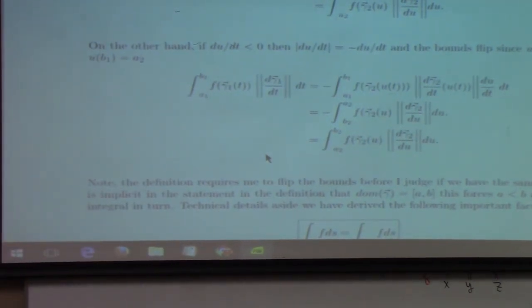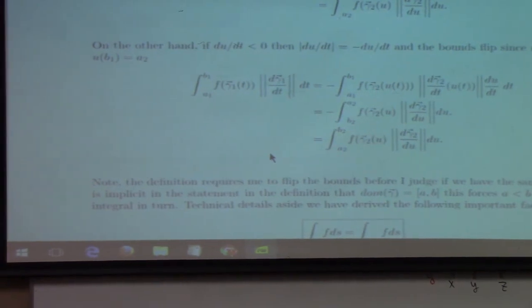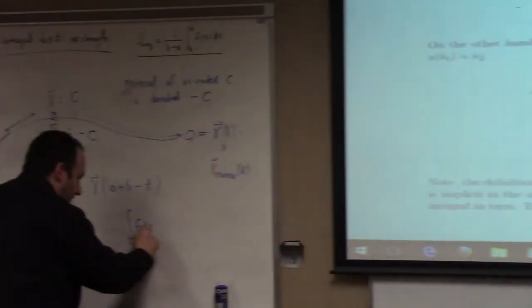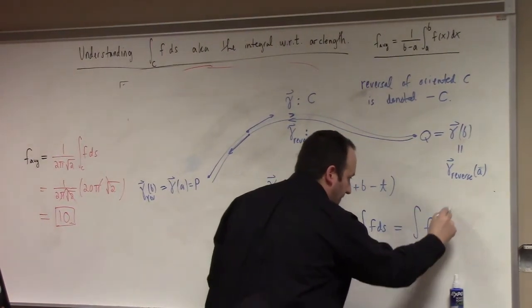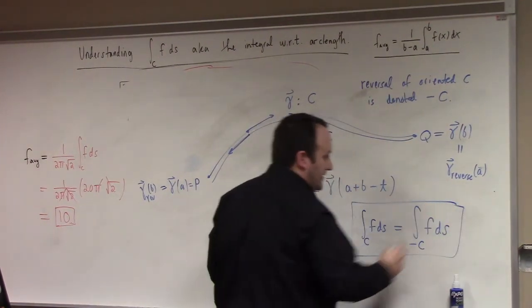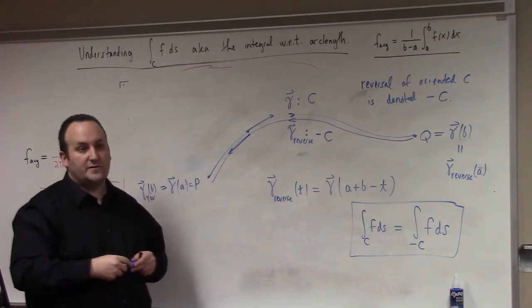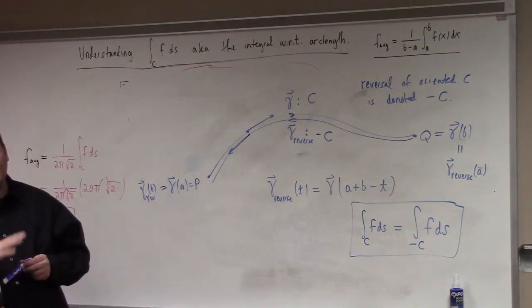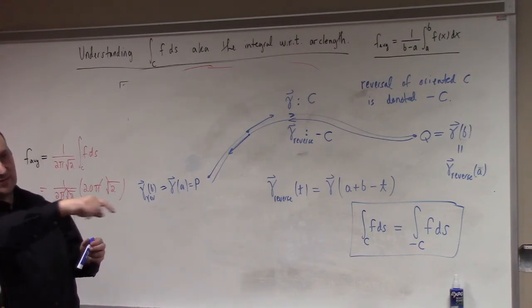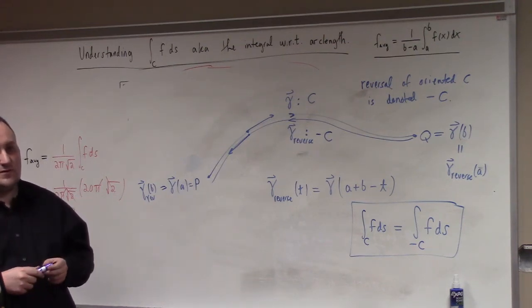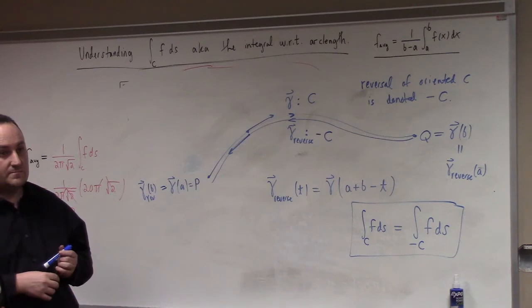So by the way, what this little derivation shows you is that the integral over the curve of f ds is equal to the integral over minus the curve of f ds. In other words, the arc length integral doesn't care a lick about how you orient your curve. The arc length integral is insensitive to your choice of parameterization, whether it's counterclockwise or clockwise. The integral over the circle's the same for the arc length integral.